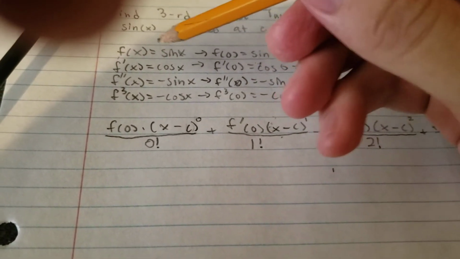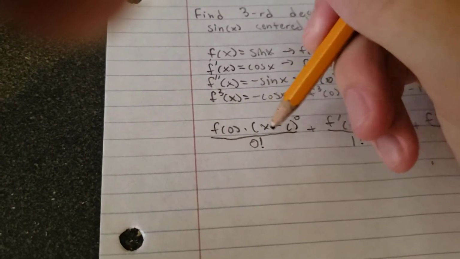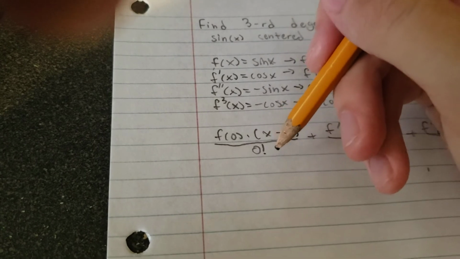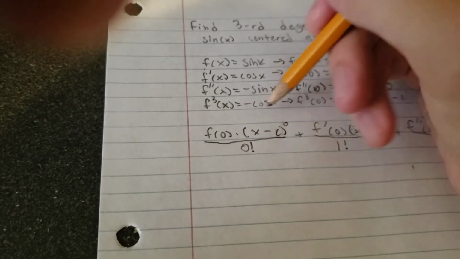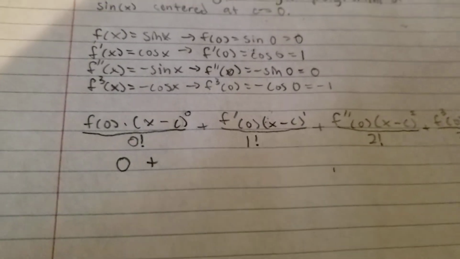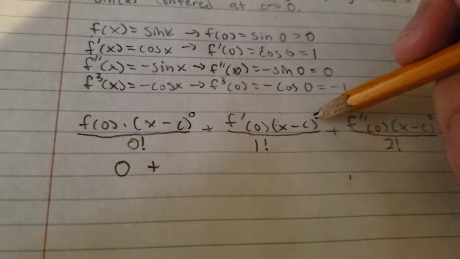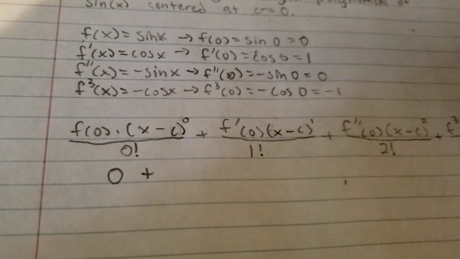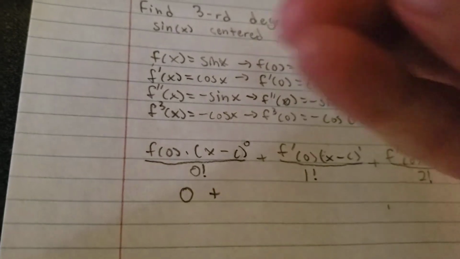So f of 0 is 0, so we just plug that in. And obviously 0 times all this other stuff is just 0, right? 0 factorial is just 1, and x minus c to the 0th power is just 1 as well. So 0 times 1 is just 0. The next thing is that we plug the same stuff in here. We found out f prime of 0 is 1. This is just x raised to the first power, c is just 0, and 1 factorial doesn't do anything. So essentially what we're going to get is just x.